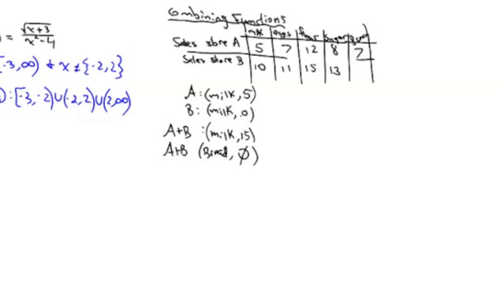So if the domain is missing in one of my functions, I can't use it for a combination of both of my functions. And that's a key point. So domains must match. That's probably the most important part of combining functions. Your domains have to match. And the best way to match them is to take them and intersect them. Find out what's in common.